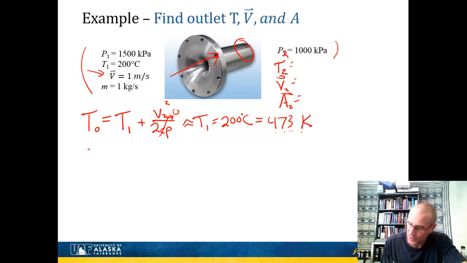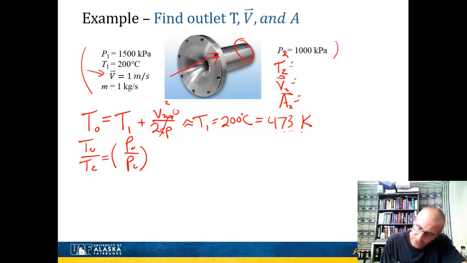But what's nice now is I can use these properties I had, where I have T0 over T2, so that's my stagnation over my outlet, is equal to P0 over P2 to the (k minus 1) over k. I'm sorry, that's P0 over P2, and that is P2. So that right there is my outlet pressure. So I can now find my outlet temperature from my outlet pressure. And with this one equation, I can conserve mass, energy, and I did it isentropically. So that's going to give me my outlet temperature.